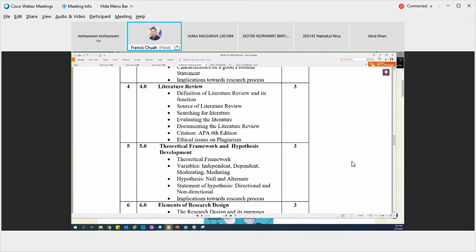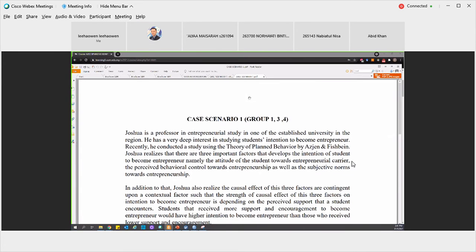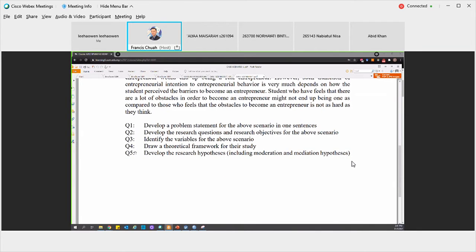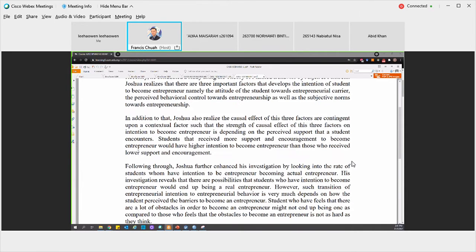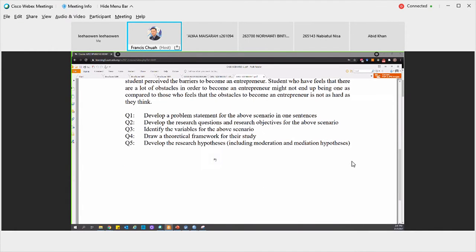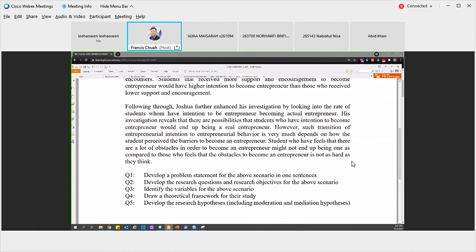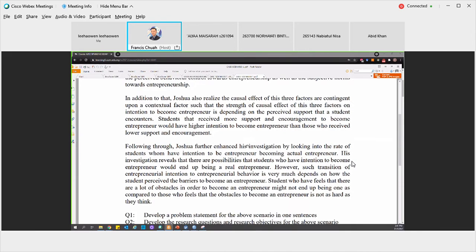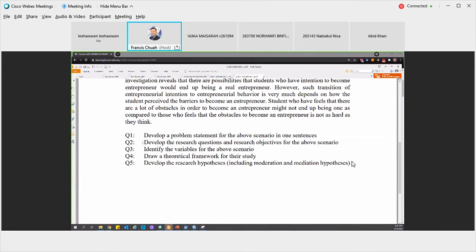I'll be giving you this one quiz that consists of a scenario, and what you need to do is just answer all these questions. These questions are solely based on your syllabus, your topic. The first question might ask you to develop a problem statement. Developing a problem statement is basically answering the question: what is actually the problem of this particular scenario? What do they actually want to do? Then the second question is to develop research questions and research objectives.